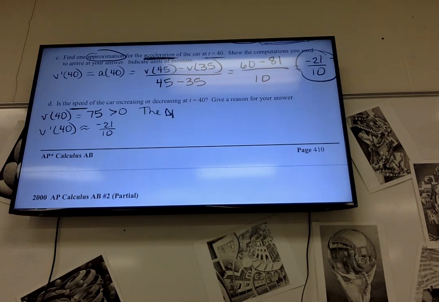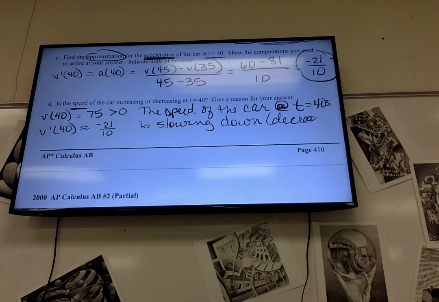the speed of the car at t equals 40 seconds is slowing down, or decreasing, because v of 40 is positive and v prime of 40 is negative. So because they're opposite, that's a good free response question.